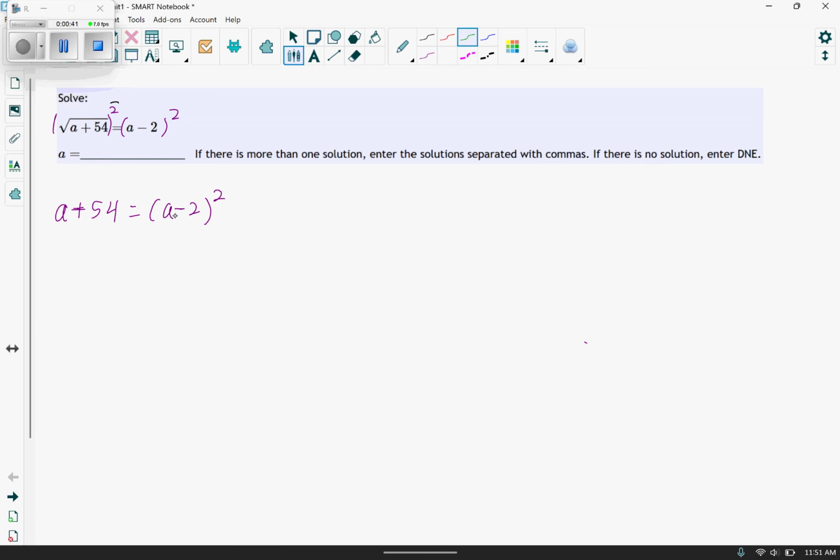Sometimes students just try to square the values, but really it's going to be a minus 2 times a minus 2. And we have to go ahead and FOIL this. So I have to multiply the first, the outer, the inner, and the last two terms. That's going to end up with a squared minus 2a, then minus 2a a second time, and then a plus 4. So I'm going to replace the a minus 2 squared with that, since I did the math over here.